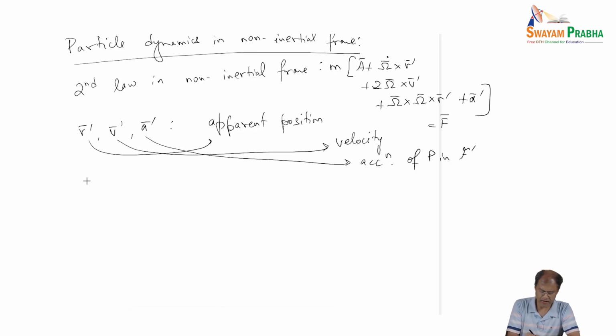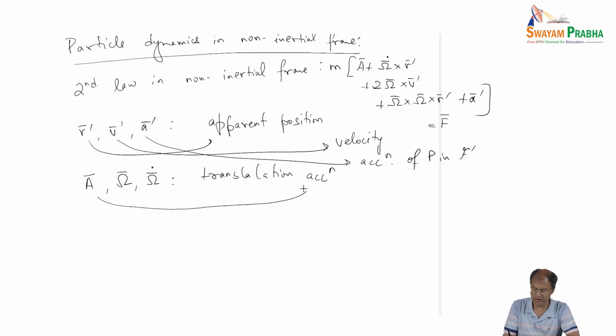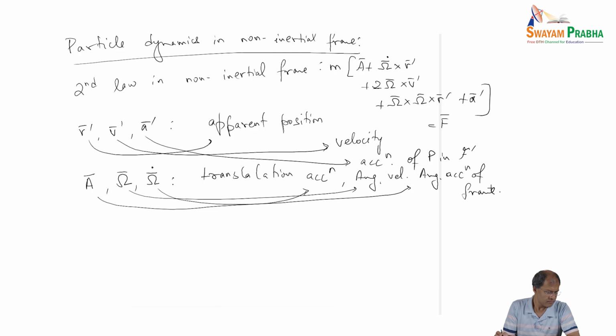We are again denoting our r prime as our apparent position, our v prime as our apparent velocity, and our a prime as our apparent acceleration of the particle p in the frame f prime. And our quantities capital A, capital omega and capital omega dot are the translational acceleration of the frame, the angular velocity, and the angular acceleration of the frame f prime with respect to f.